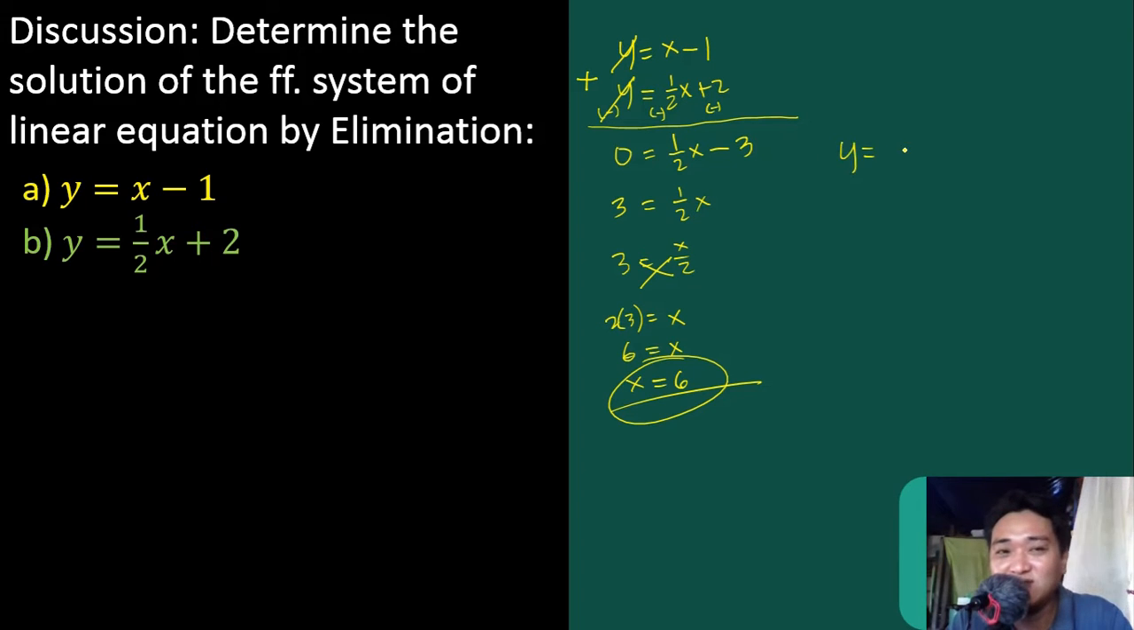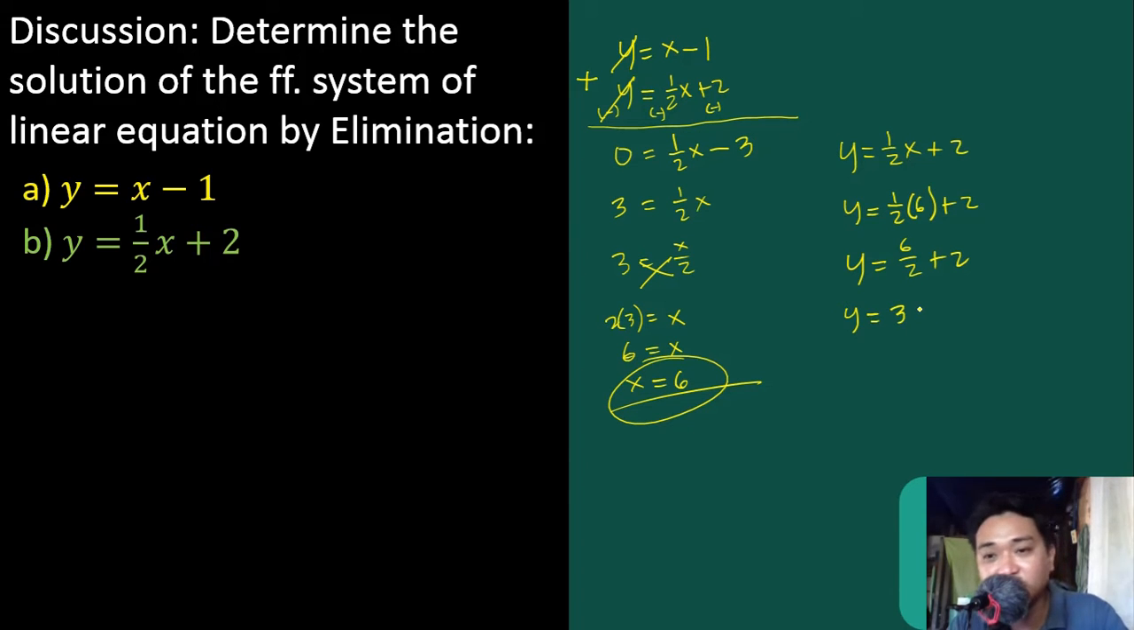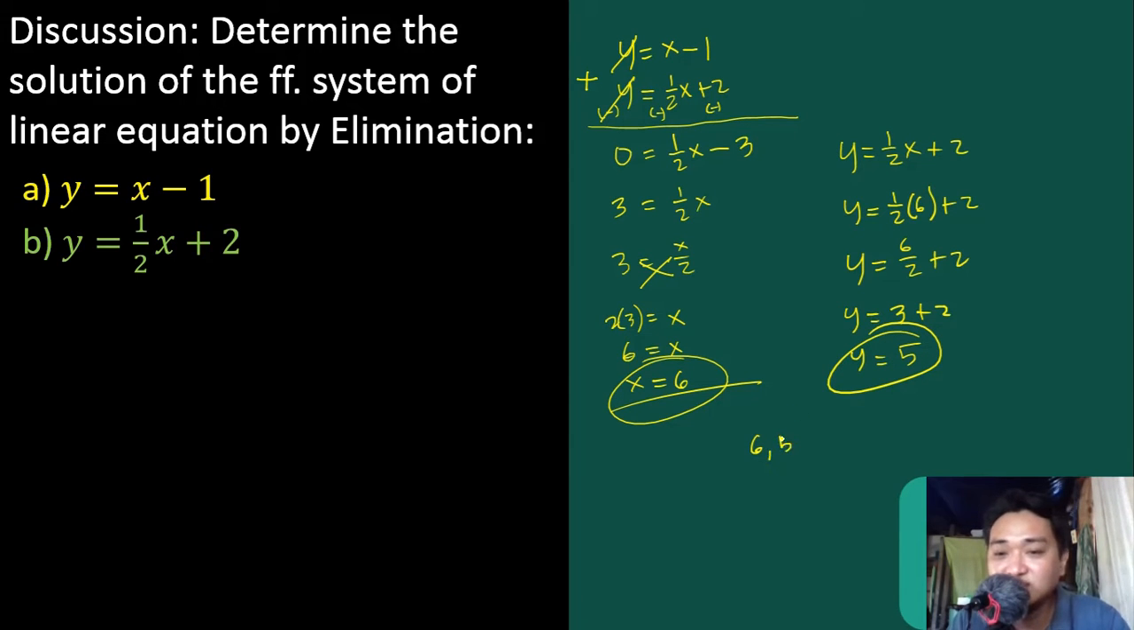Sige. So y is equivalent to 1/2 x plus 2. Ito yung ginamit natin. Tingnan lang natin kung 5 pa rin ba yung lalabas sa value ni y. So we have y is equivalent to 1/2 times the value of x, which is 6, plus 2. That is the same as 1/2 times 6 is 6 over 2 plus 2. 6 divided by 2 is 3 plus 2, and y is equivalent to 3 plus 2 is 5. So therefore, the solution of these two systems is at the coordinate 6, 5.